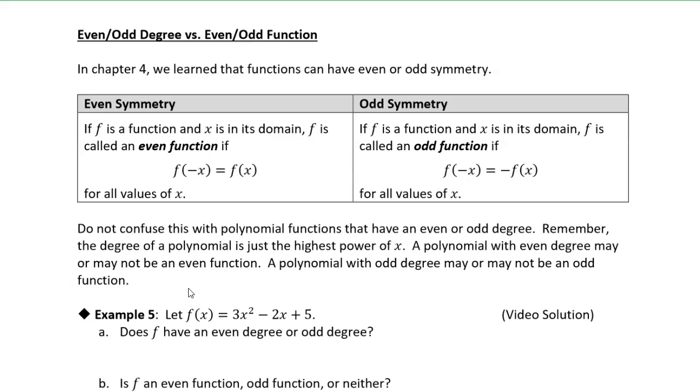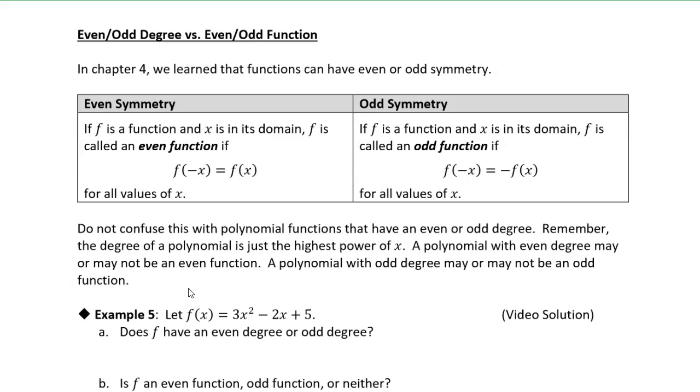Now, the definition of an even function is it has symmetry about the y-axis, right? So f of minus x is equal to f of x. That's how we can determine whether a function has even symmetry. An odd function has origin symmetry, and the way we determine whether it's an odd function is if f of minus x is equal to minus f of x. Then we say it has origin symmetry or odd symmetry, and it's called an odd function.